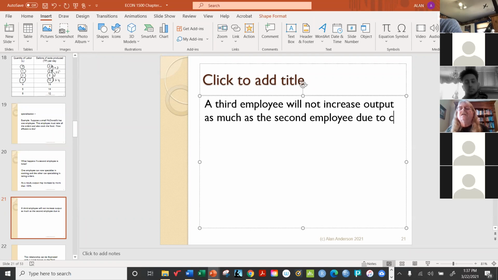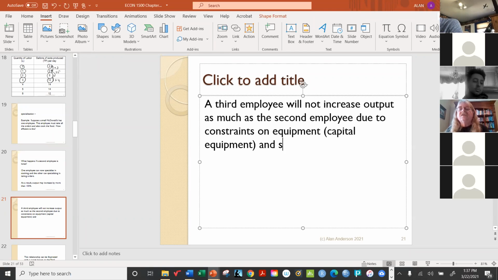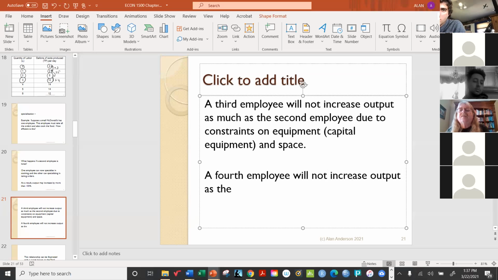due to constraints on equipment, or capital equipment, that is, and space. There's only so much room in there, okay? So it's a small one, a really small one, okay? So while there's more output, the additional benefit is not quite as much, because even if the third employee is just as productive as the second, there's a limit on how much they can do with the same equipment. And the same thing now, if there's a fourth employee, will not increase output as much as the third employee for the same reasons.